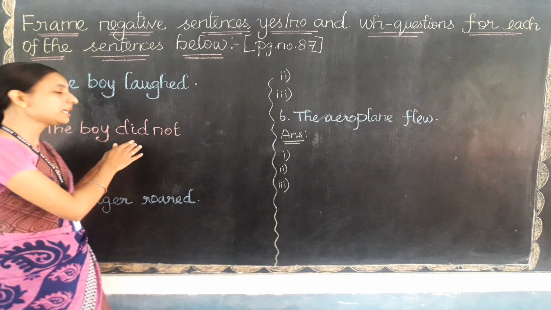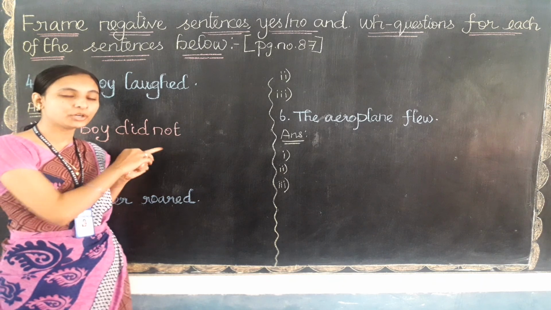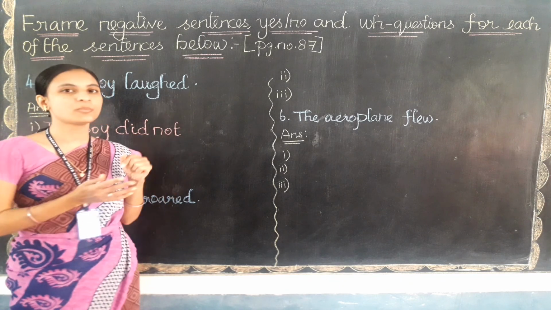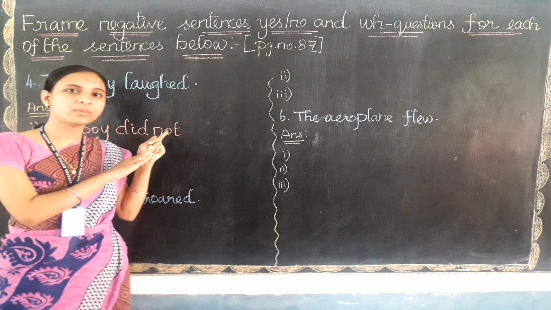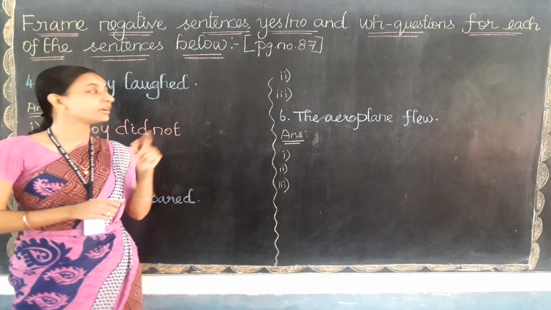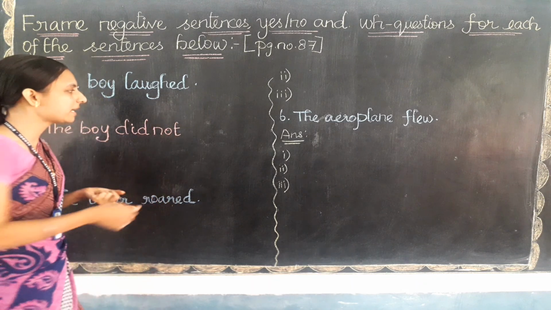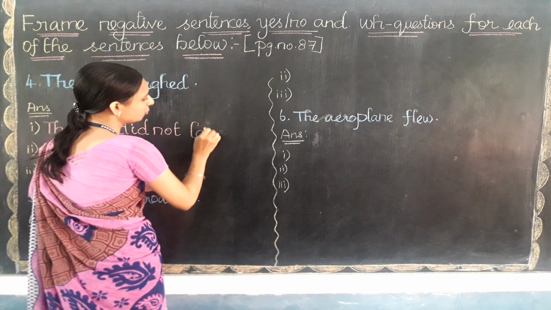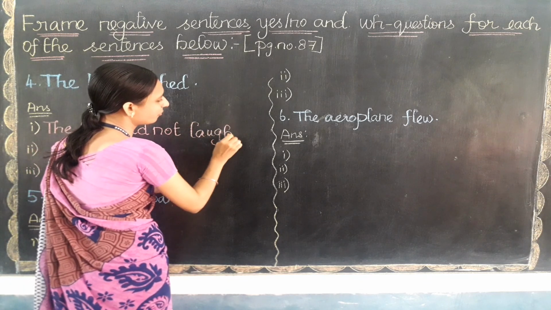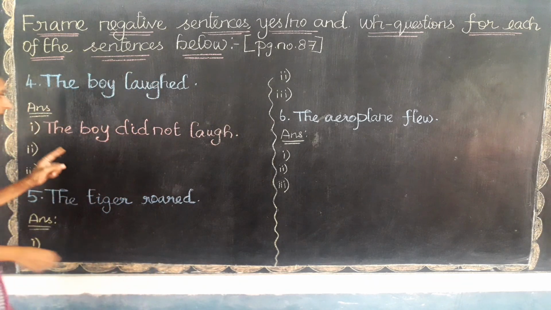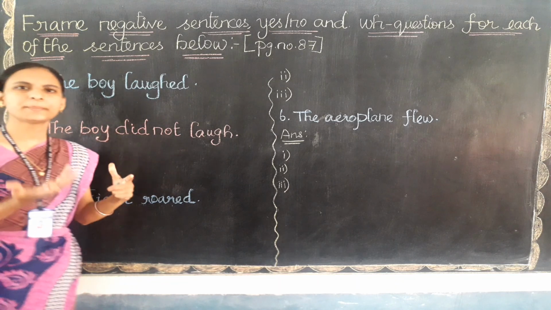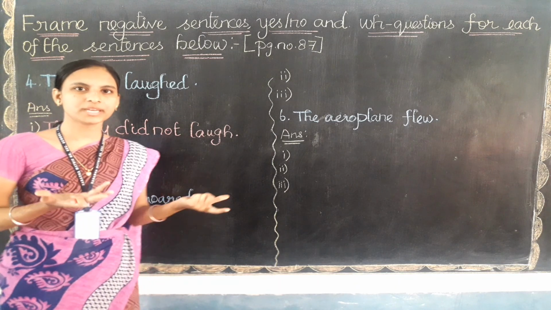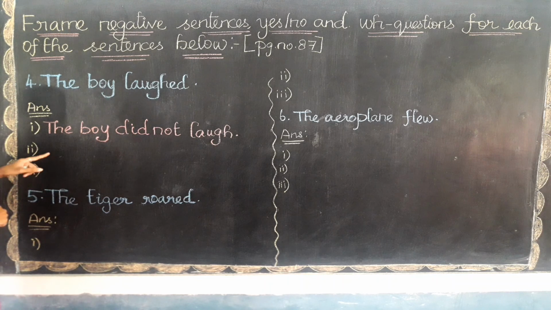Whenever we are using did, that is do family verb, we need to use the base form only. That is the actual verb of this word laugh. That is laugh only. L-A-U-G-H, laugh. Clear children? The boy did not laugh. And the பையன் சிரிக்கவே இல்லை, சிரிக்கல. Okay? So that is the meaning.